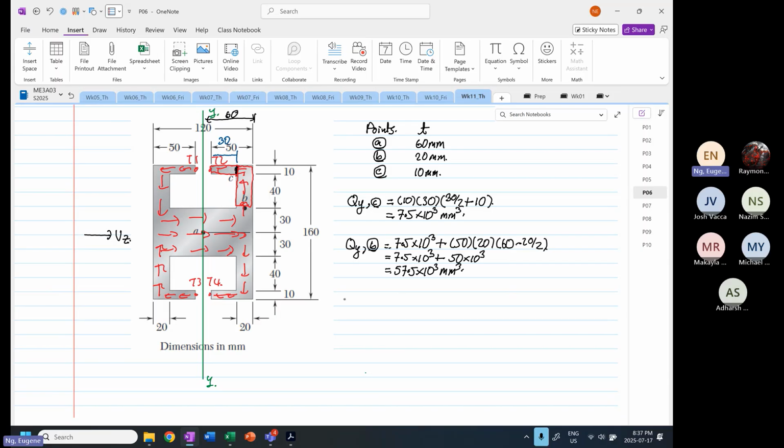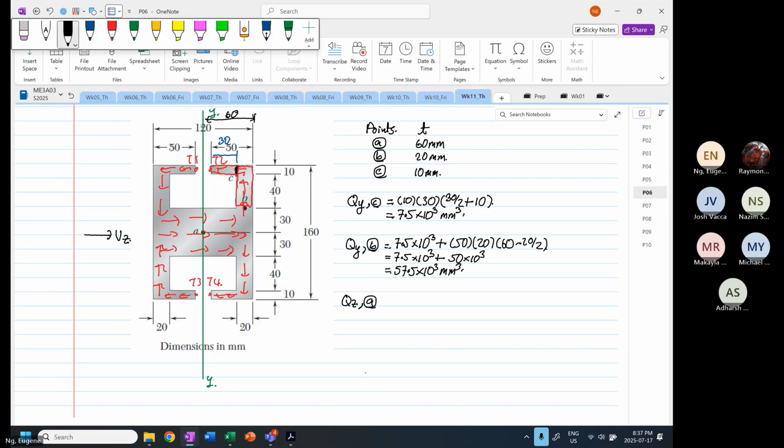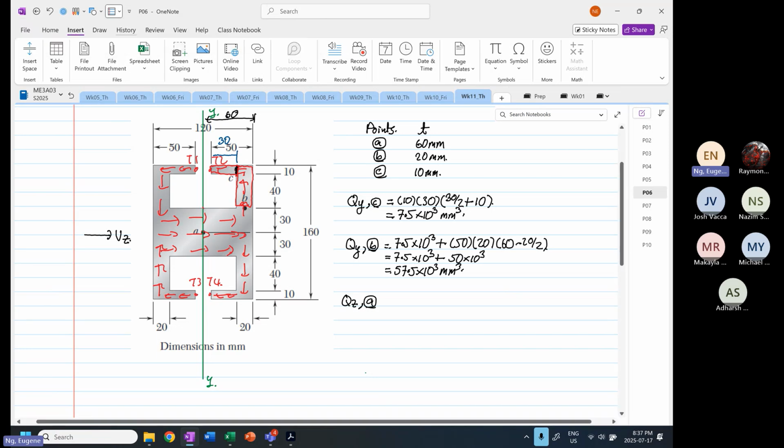And then finally, we're going to do QZ at point A. Okay, so QZ at point A is thick wall analysis. So the area we're going to take is this whole area that we're going to take.